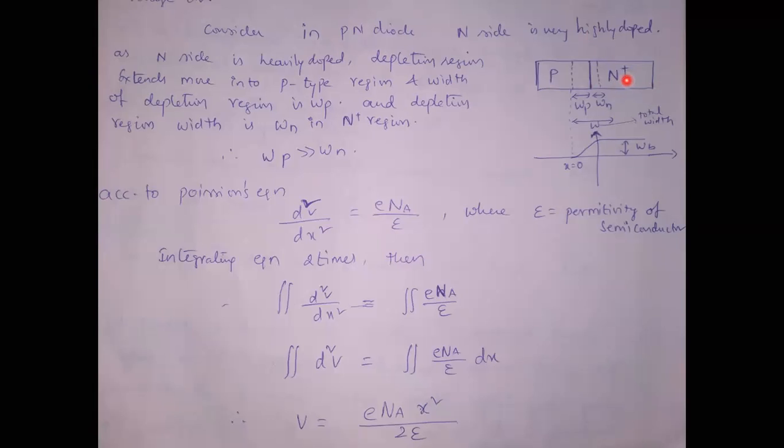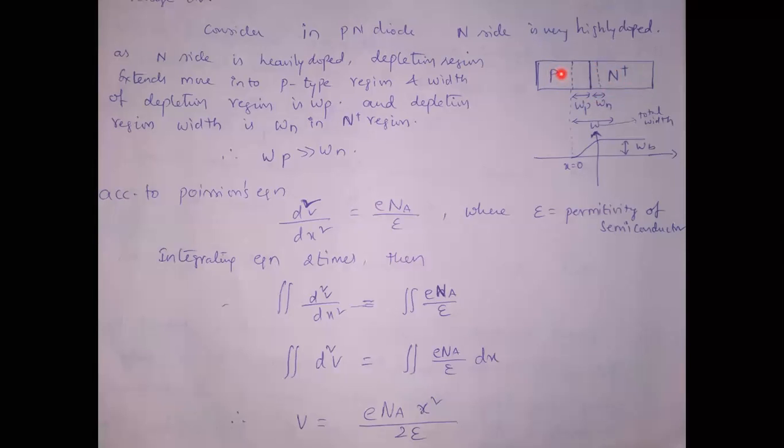So there is a lot of availability of electrons here. What will happen? More electrons will diffuse from the N side to the P side. That's why the depletion region width in the P region will increase. Since the P side is not highly doped, fewer charge carriers will move from the P side to the N side. That's why the depletion region width in the N region is less.